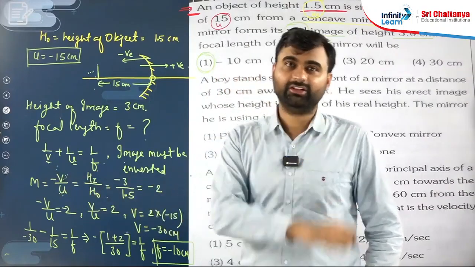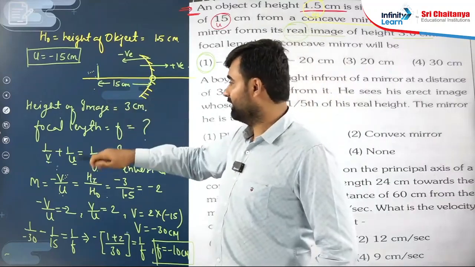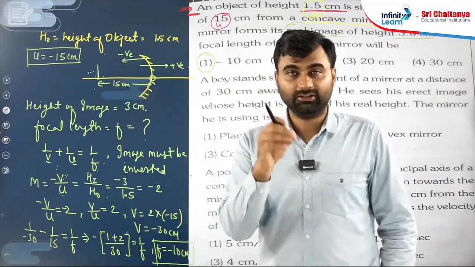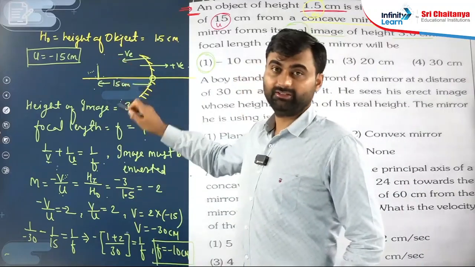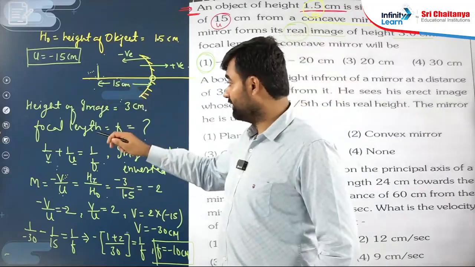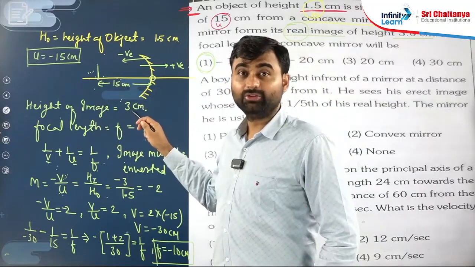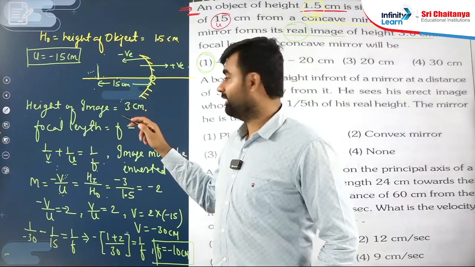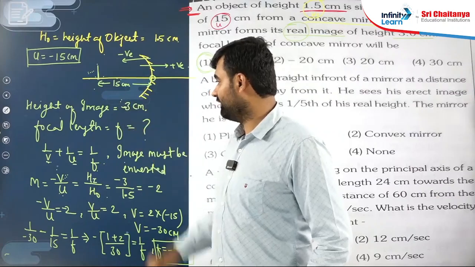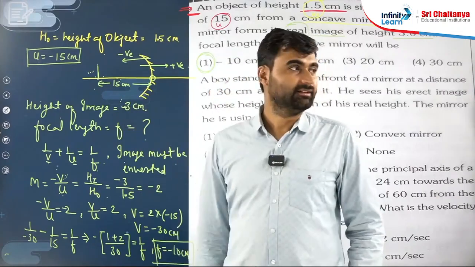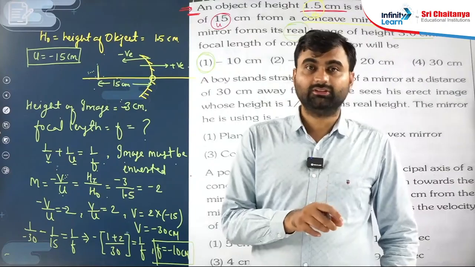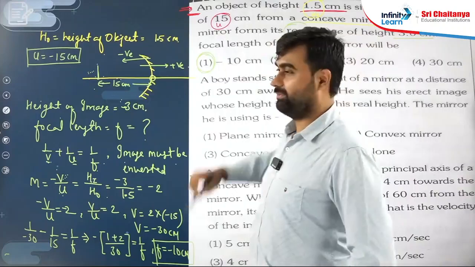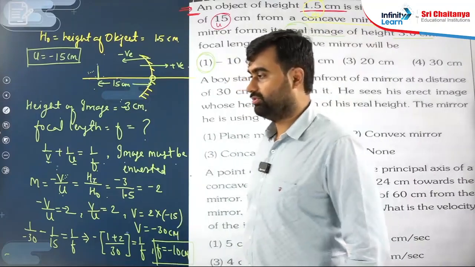Magnification negative means inverted image. If inverted image, then the height of the object is 1.5. If we take an object above the principal axis, then 100% the image must be below the principal axis because it is an inverted image. So in the case of the height of the image, here we do not have to use just 3 centimeter. We have to use sign also, that it must be minus 3 centimeter because it is an inverted image. Clear? So these are the conclusions. These are the points that we extract from each word of these questions. Like that you have to solve questions in the exam.